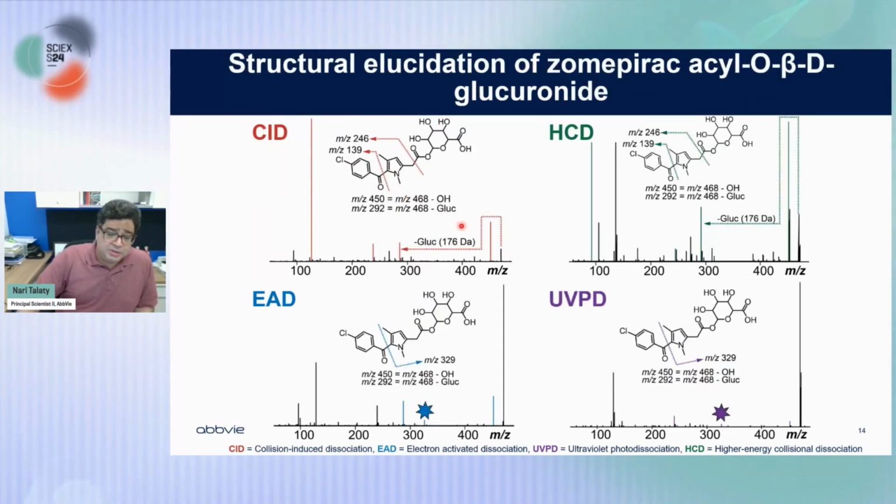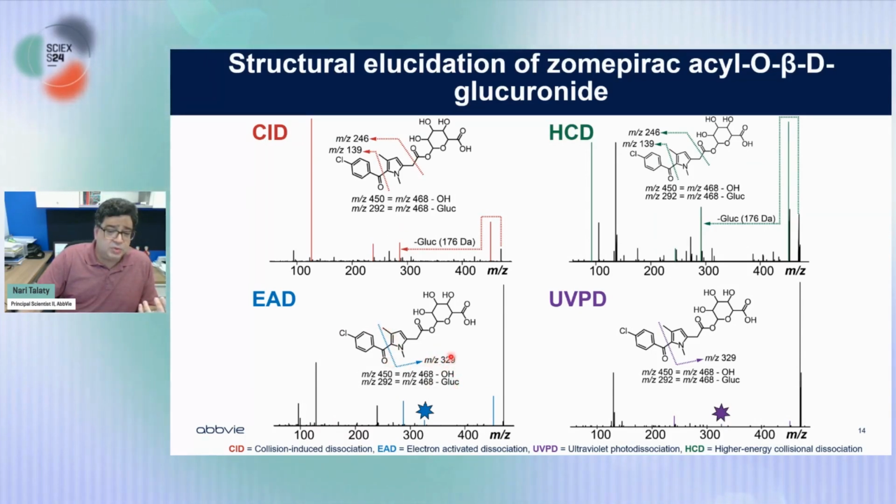And the EAD has been especially useful almost immediately, as soon as we started running it, for identifying our glucuronides. In the glucuronides, if you look at the CID and HCD, all that happens is that you have a straight loss of the glucuronide and not many useful fragments that actually retain the gluc. And so having a fragment like shown here, which is the m/z 329 that actually retains the gluc, this is marked right here, is very, very useful.